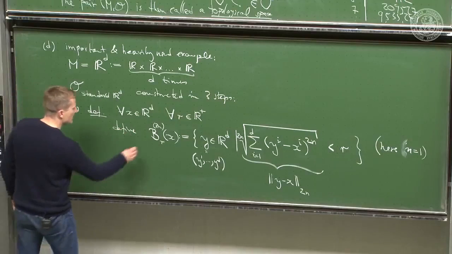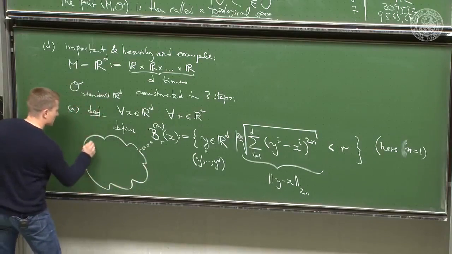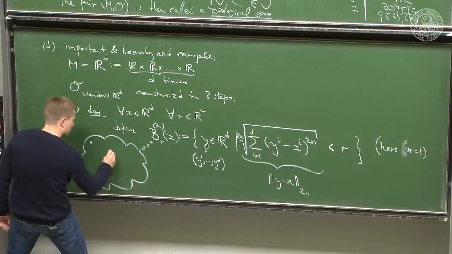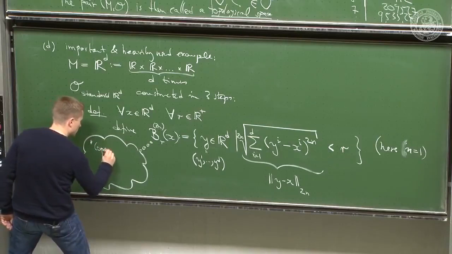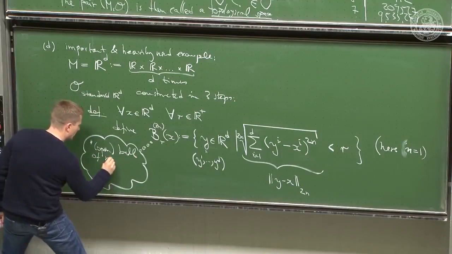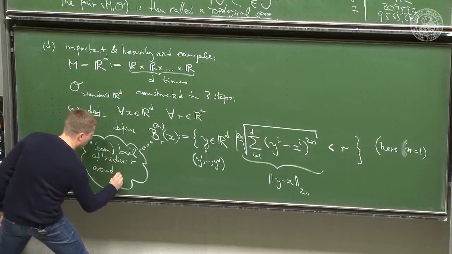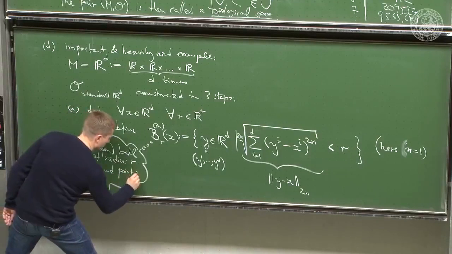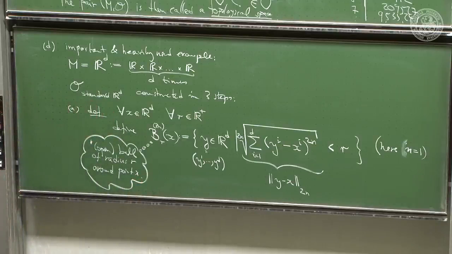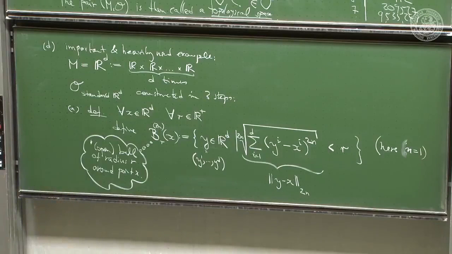Okay, we define these sets, and now how are we to think of them? Well, you already see this intuitively: it is the open ball of radius r around the point x in R^d. That's the intuition, but it's just a set. I just defined a set. At this point, this has nothing to do with topology. It's just a quantity that's very useful.